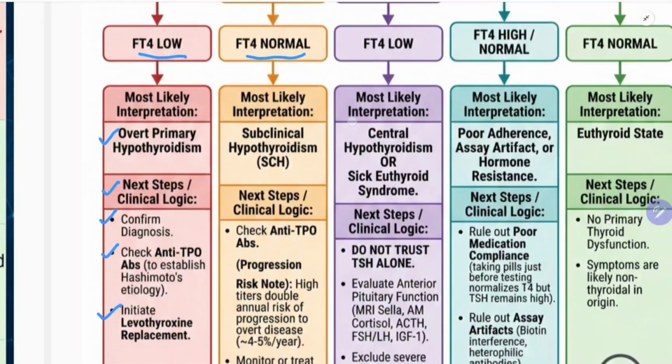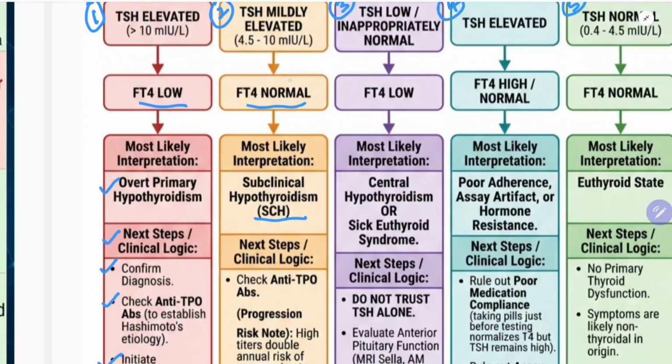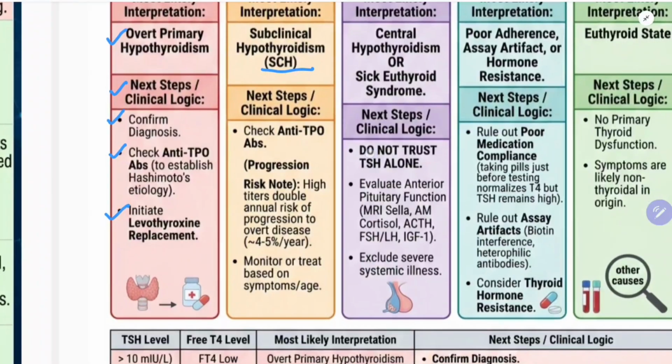Then the second picture is TSH is mildly elevated and FT4 is normal. Most likely interpretation here is subclinical hypothyroidism. FT4 normal will be at the lower range. Remember this point. FT4 will be at the lower range, but not low. So this is known as subclinical hypothyroidism. So what are the next steps we should do?